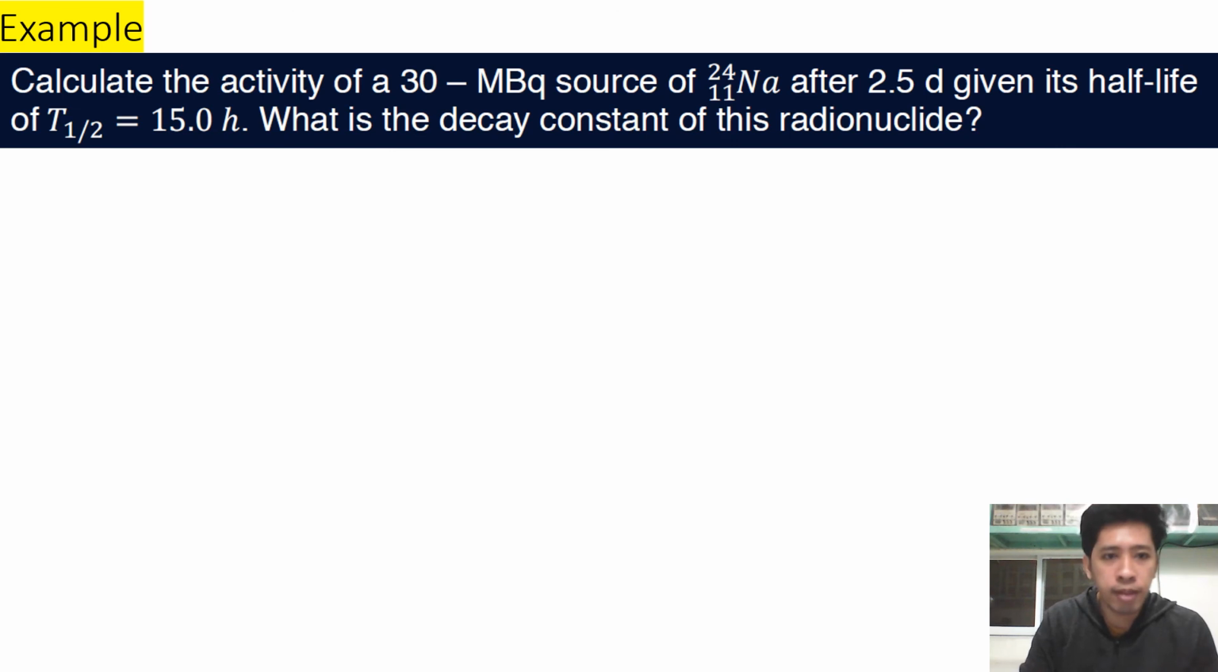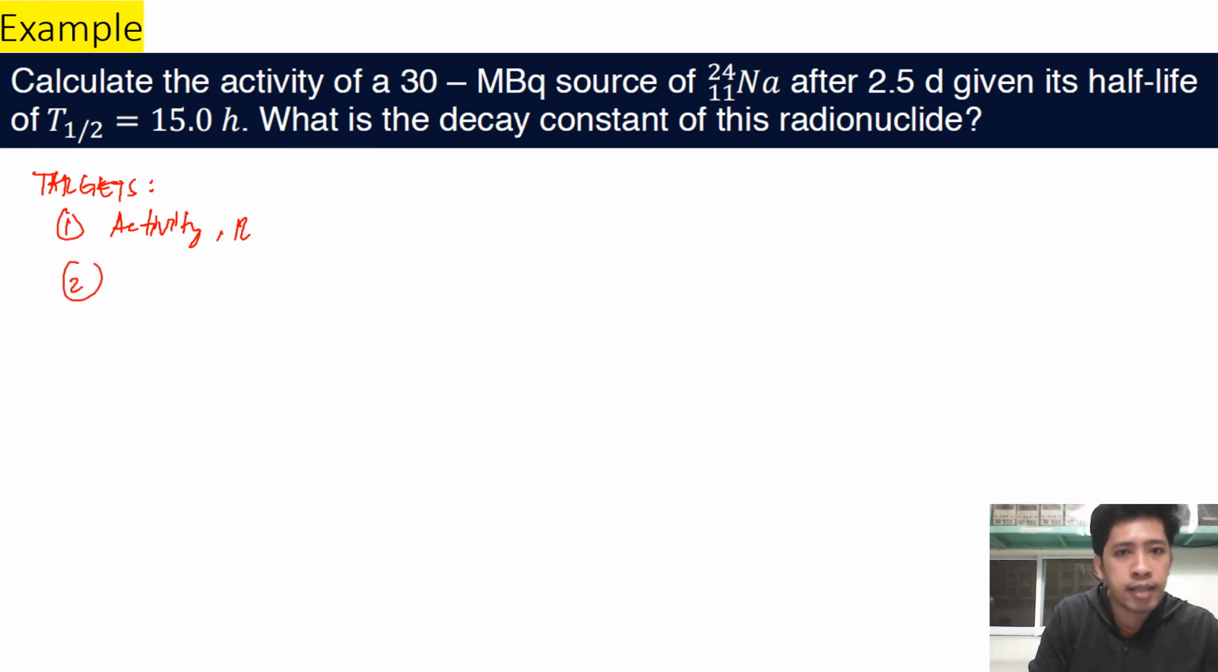Now for this problem, we are actually asked for two targets. So here our targets are the following. One, we are asked for the activity R, and then the second one is the decay constant lambda. So let's solve this one.